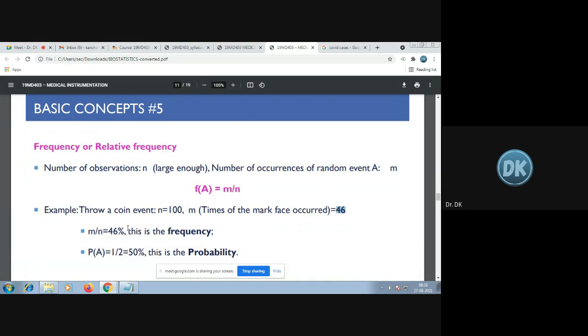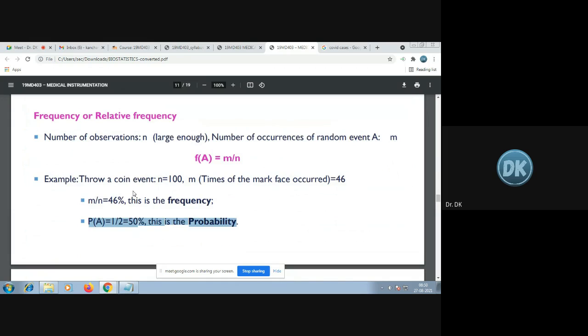So which means the frequency is m by n. So 46 divided by 100, which is 46%. This is the frequency. And the probability is 50%. So that is the probability. Either heads will occur or there may be a possibility of tails also, right? So that is the probability. So this is the relationship between frequency and probability.